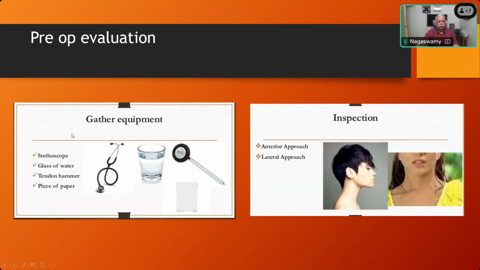During evaluation, you require these gadgets or equipment: a stethoscope to auscultate for bruit, a glass of water for asking the patient to swallow, and a knee hammer for judging the reflexes. The reflexes will be more brisk in patients with hyperthyroidism, whereas in hypo it will be sluggish. And you have to inspect; the inspection has to be done from the front as well as from the lateral approach.